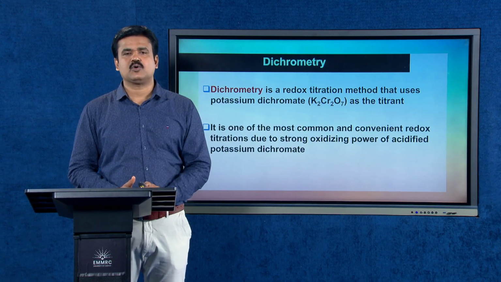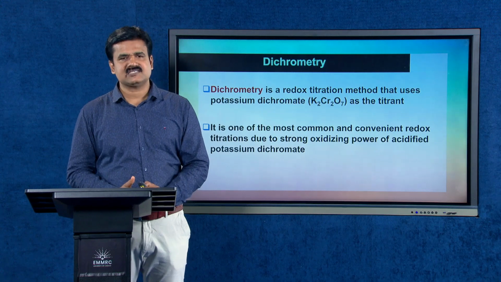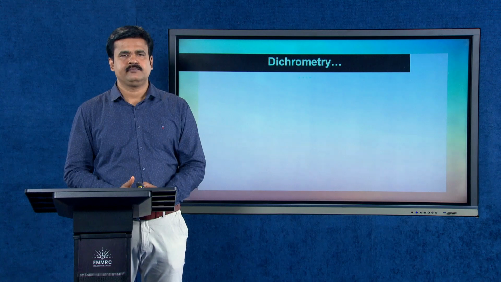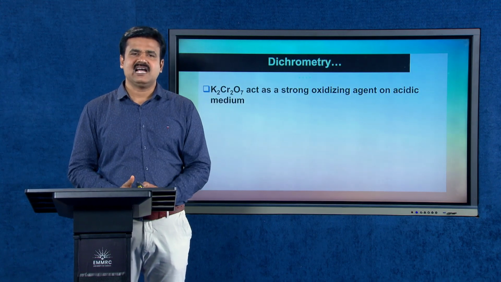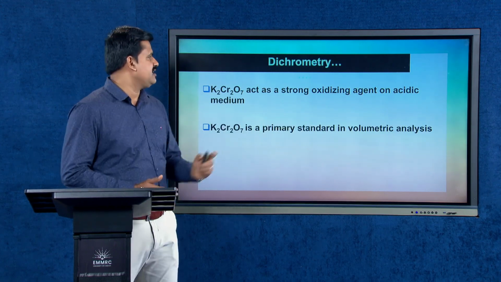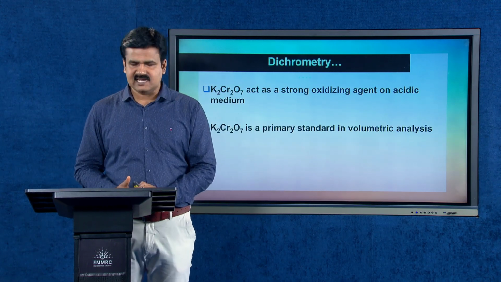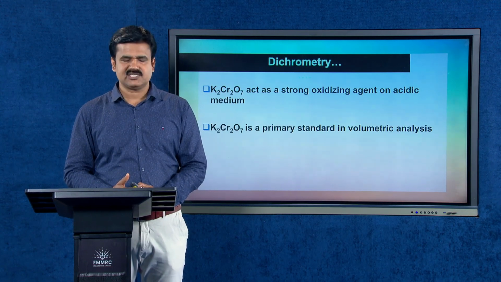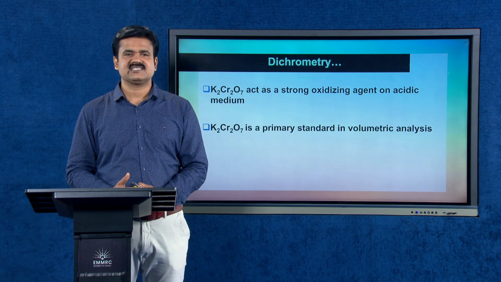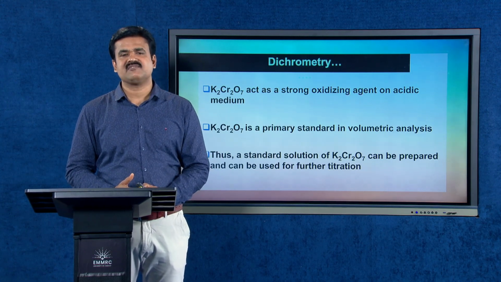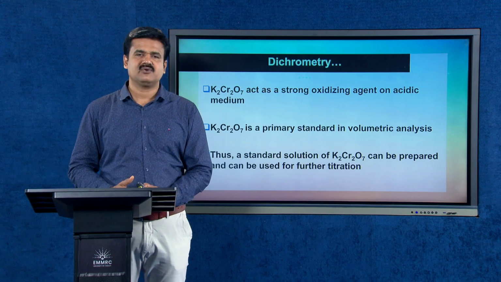It is one of the most common and convenient redox titrations due to the strong oxidizing power of acidified potassium dichromate. Potassium dichromate acts as a strong oxidizing agent in acidic medium. K2Cr2O7 is a primary standard in volumetric analysis. That means a fixed quantity of potassium dichromate can be weighed out and used in the preparation of the standard solution. That is why it is considered a primary standard. Thus, a standard solution of K2Cr2O7 can be prepared and used for further titration.